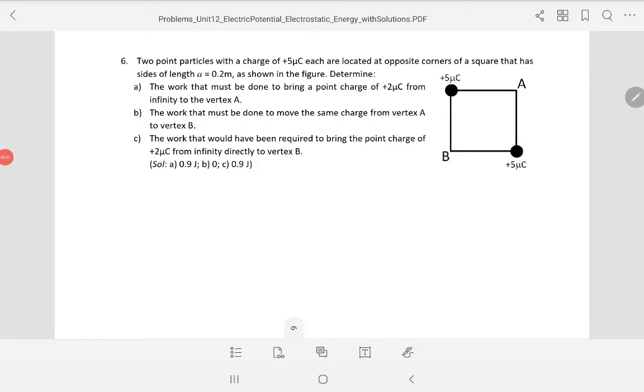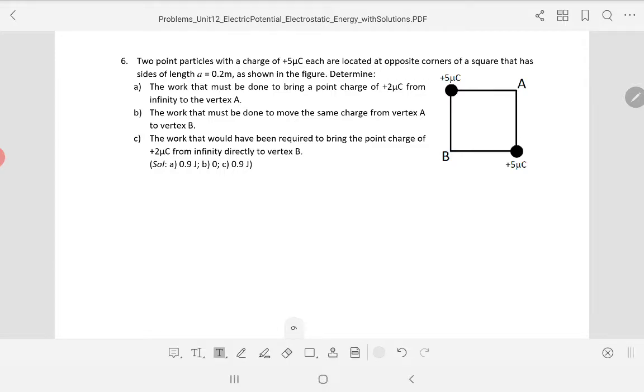In this video we solve problem 6 of unit 12. In it we have a square of side length 0.2 meters that already has two charges of plus 5 microcoulombs in two of the vertices, as the figure shows, and we want to bring in a third charge of plus 2 microcoulombs from infinity to vertex A.